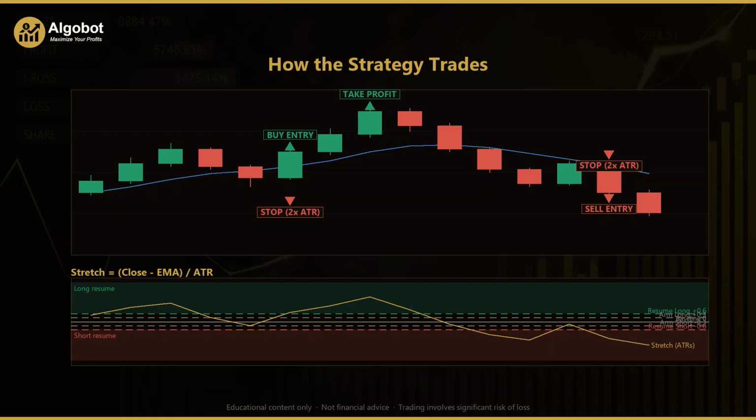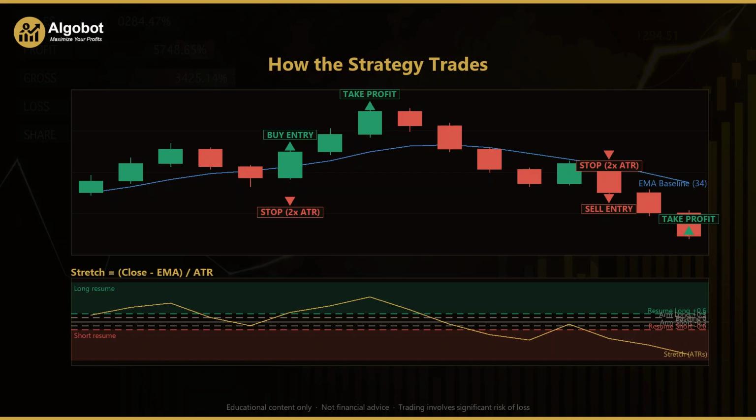Again, we wait for the reset, but in a downtrend, the reset is a rally. Price bounces back up toward the baseline, and the stretch rises back toward zero, lifting through the lower arm level. That arms a short setup. The strategy is now waiting for the downtrend to resume.